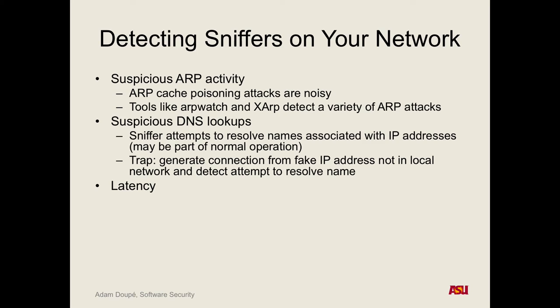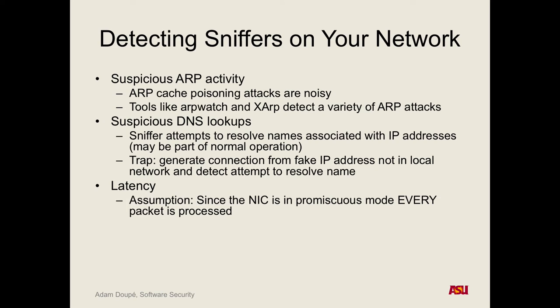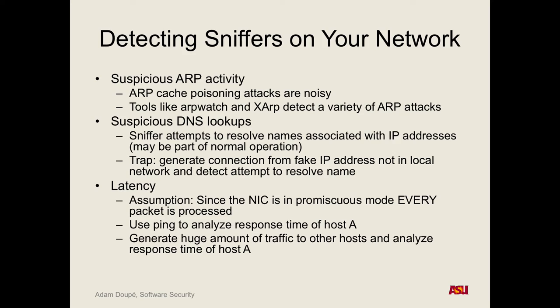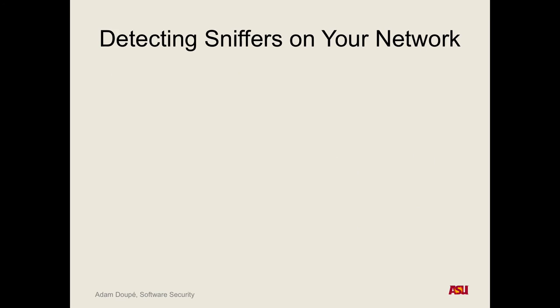So you could maybe detect it by kind of, every packet will be processed, so you can ping the time of host A, and you can see that the response time is higher than other similar machines. And maybe you can detect it that way. Or you can generate a huge amount of traffic to other machines, right? So instead, generate a lot of traffic from you and A, and then ping host B to see if his response time changes based on the traffic you send to A, right? It shouldn't. But if it does, maybe that's a signal that they're sniffing your network.